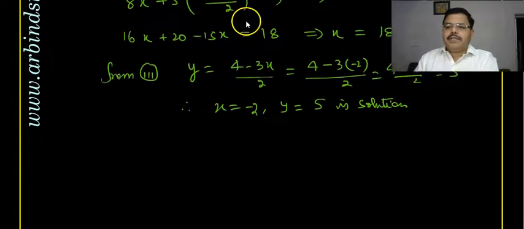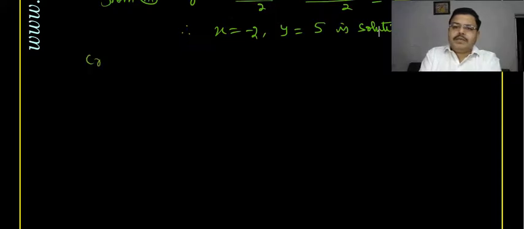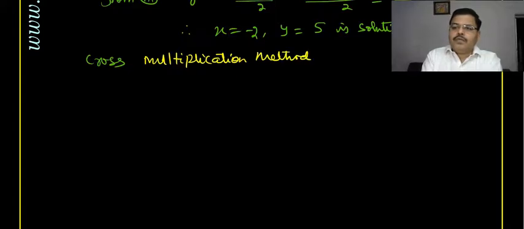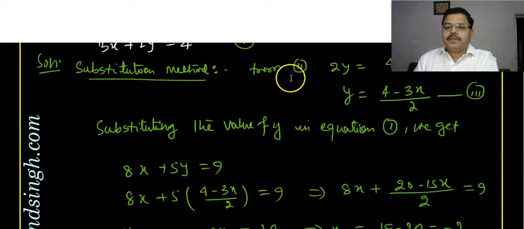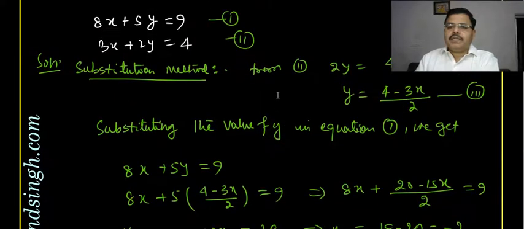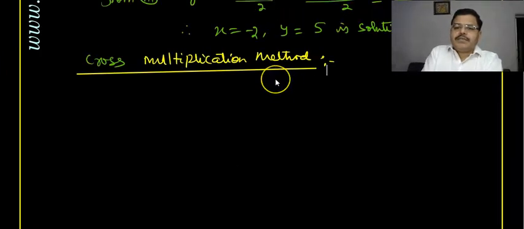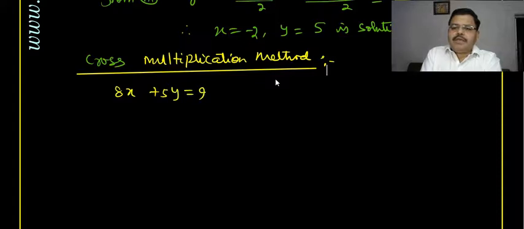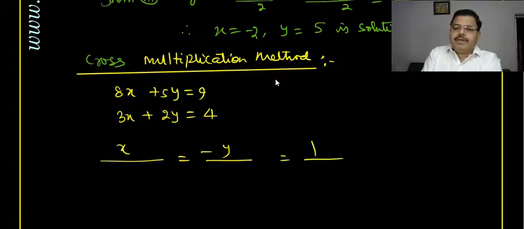Now looking at the cross multiplication method. The equations are given here: 8x plus 5y is equal to 9 and 3x plus 2y is equal to 4. If I write here by cross multiplication x, then minus y and then 1, then what will happen? This one is covered, and 5 fours are 20 minus 18.